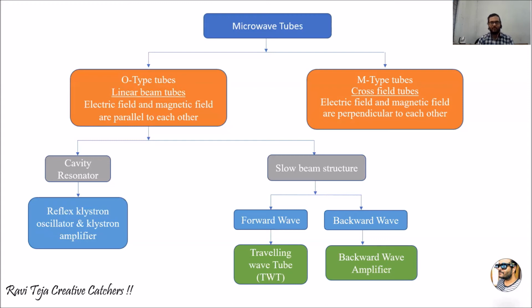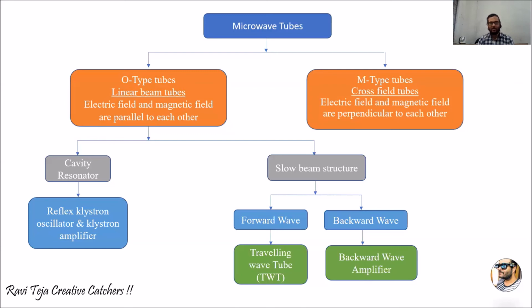On the whole, microwave tubes are classified into two types, O-type tubes and M-type tubes. O-type tubes are also called linear beam tubes, where electric field and magnetic field are parallel to each other. The other classification is M-type tubes, also called cross-field tubes, where electric field and magnetic field are perpendicular to each other. These M-type tubes will be discussed later.